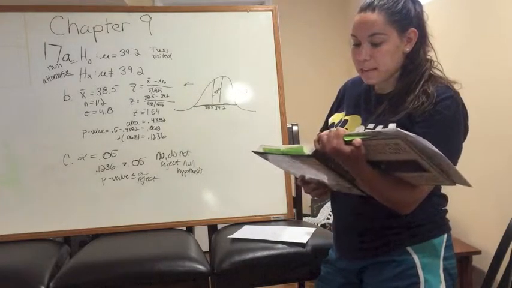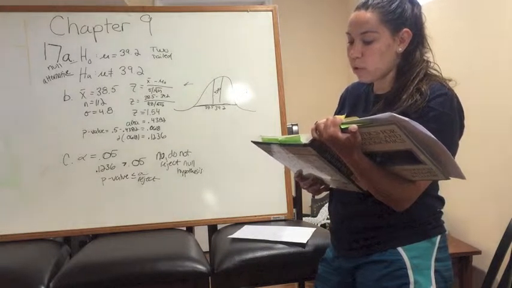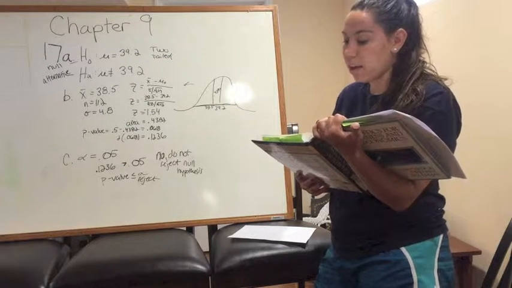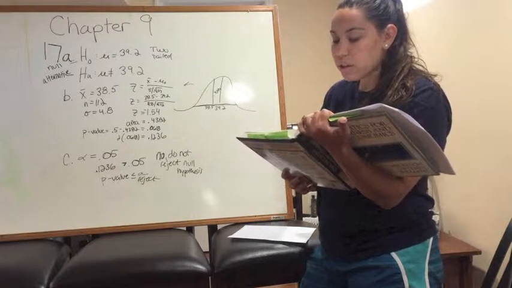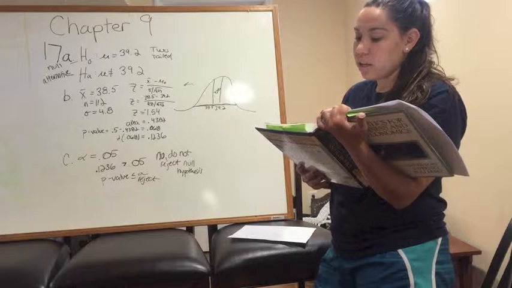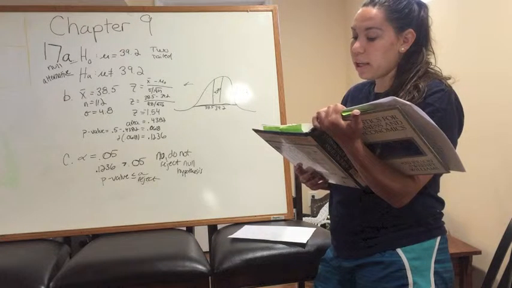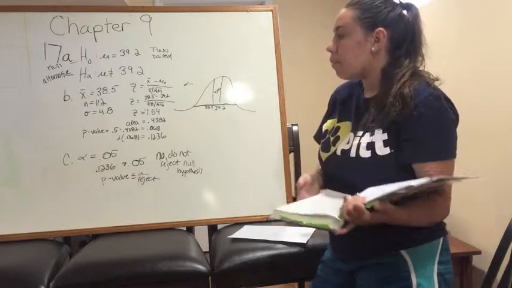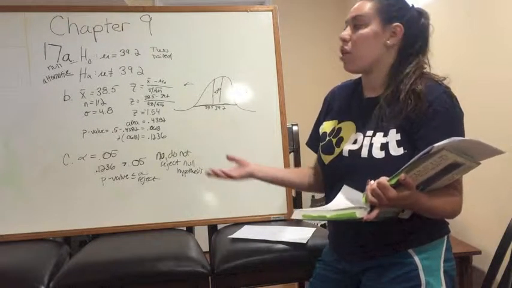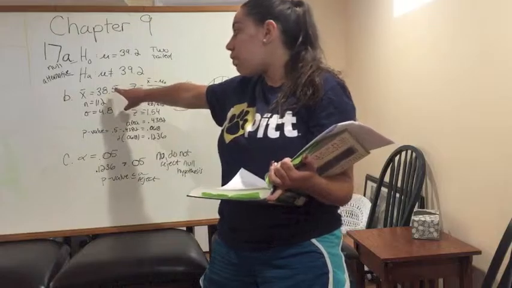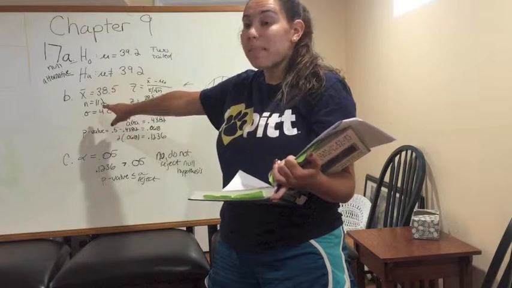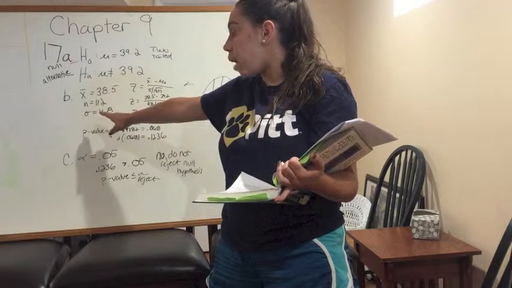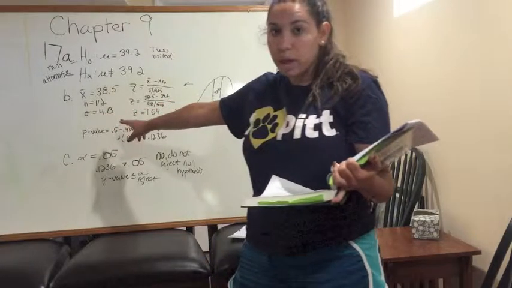For part B, it says, suppose a current sample of 112 workers provided a sample mean of 38.5 hours. Use a population standard deviation equals 4.8 hours. What is the p-value? So for this one, it's a little more complex. So first we're going to state what we know. We know that the mean is 38.5. We know the number sampled is 112. And we know the population standard deviation is 4.8.